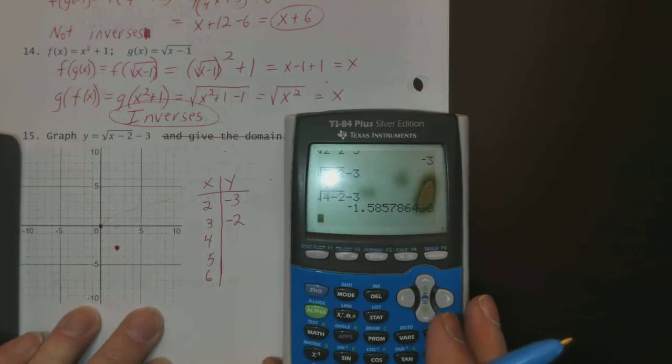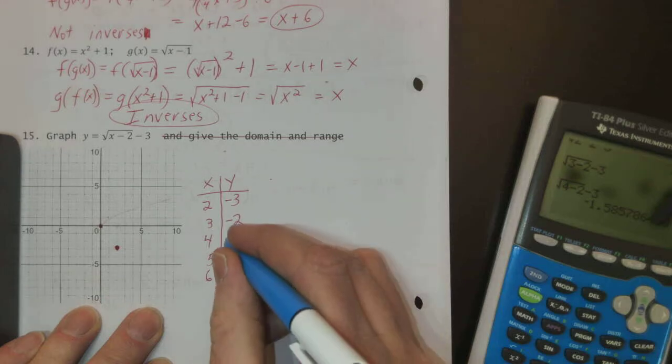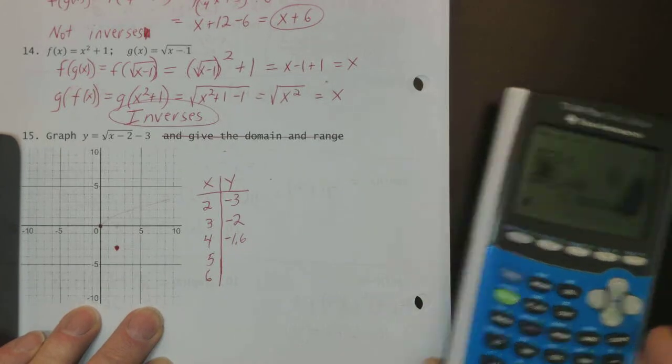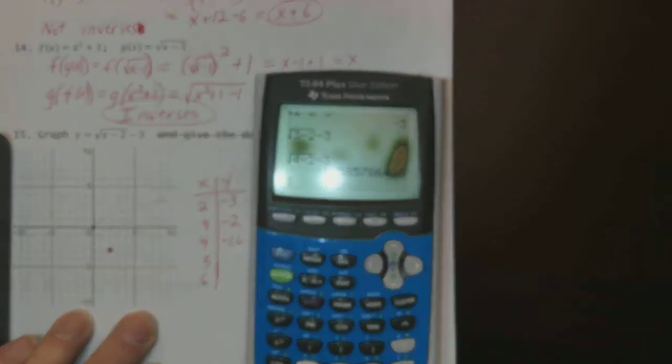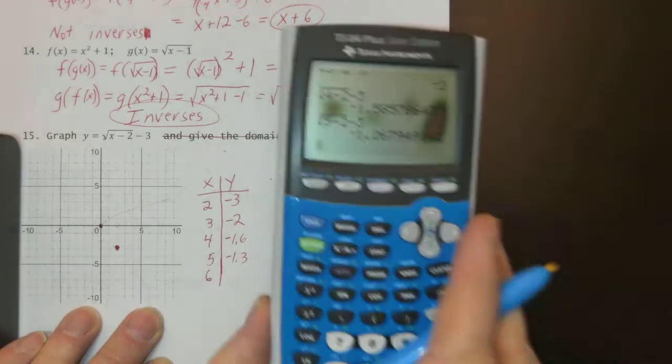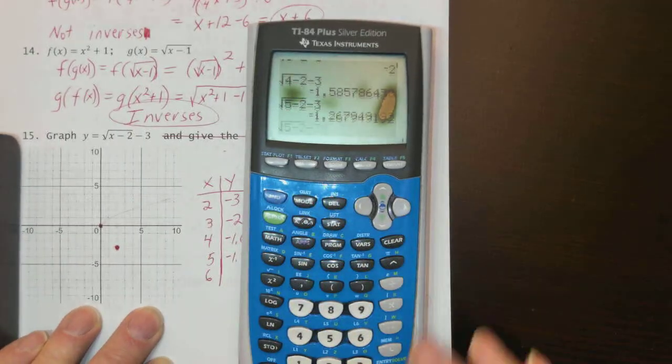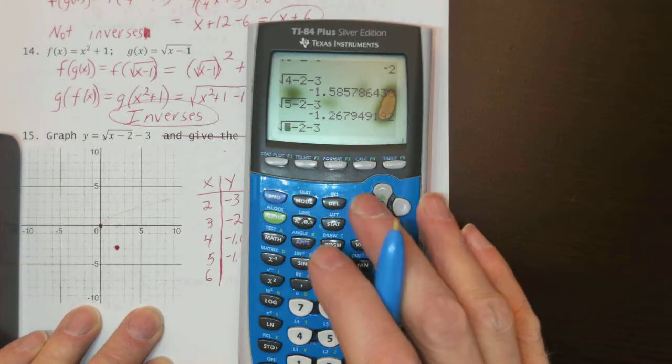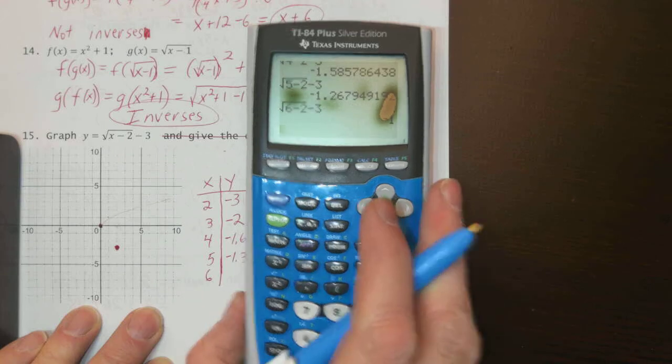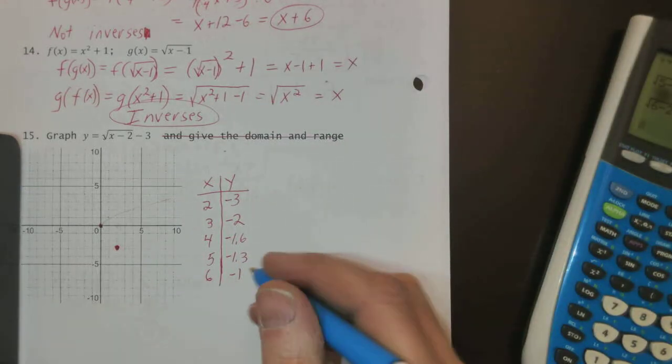Negative 1.6. Put a 5 in there. Negative 1.3. I'm rounding to the nearest tenth here. Put a 6 in. This one might have a good answer. Yep, that's negative 1. And it just keeps going.